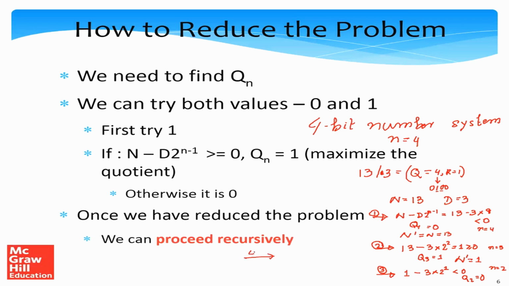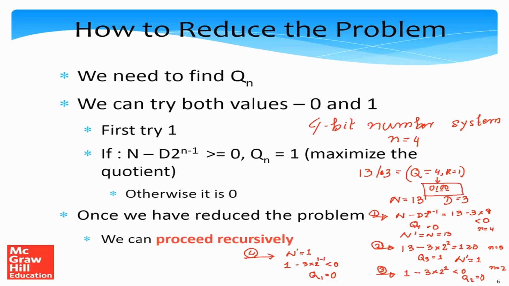So we go to the last iteration, which is the fourth iteration. Here again the new n dash is equal to 1 because no change was made last time. So what we need to compute is 1 minus 3 times 2 to the power 1 minus 1, and 2 to the power 0 is 1. This is again less than 0, so we can say that Q1 is equal to 0, as you can see over here.